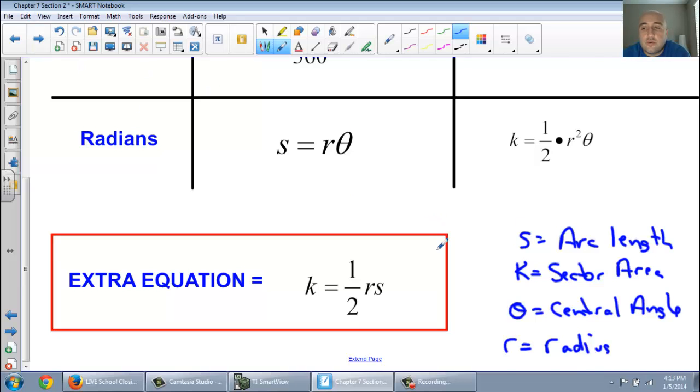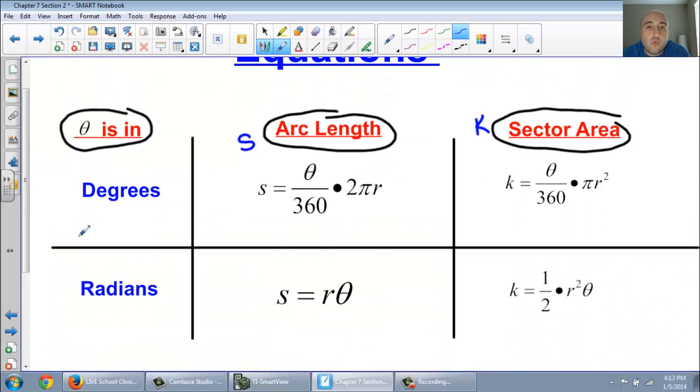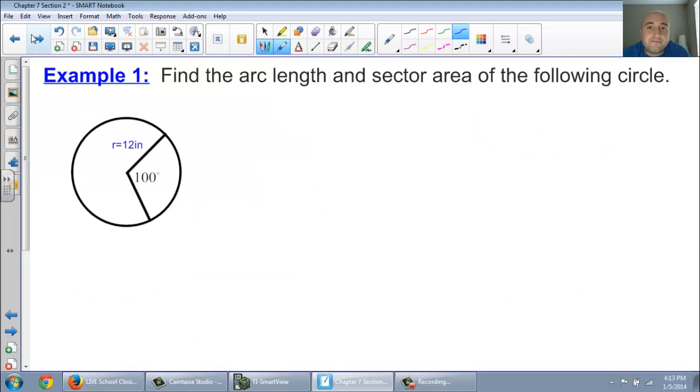Okay, so let's do two examples. We're going to do one example where it's in degrees and one example where it's in radians. So I'll be referring back to these equations. All right, so example one. Find the arc length and sector area. Remember, arc length, get used to writing these letters, is S. Sector area is K, of the following circle.